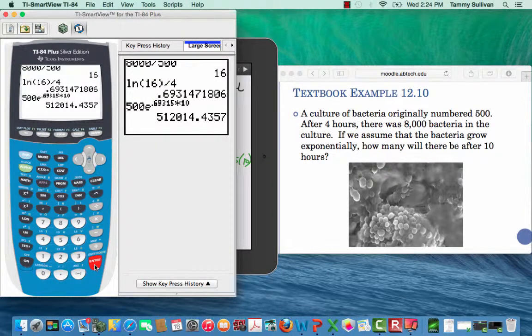So in about 10 hours, you have about 512,014. Don't give me part of a bacteria there. So that's one example that we have of an exponential growth problem.